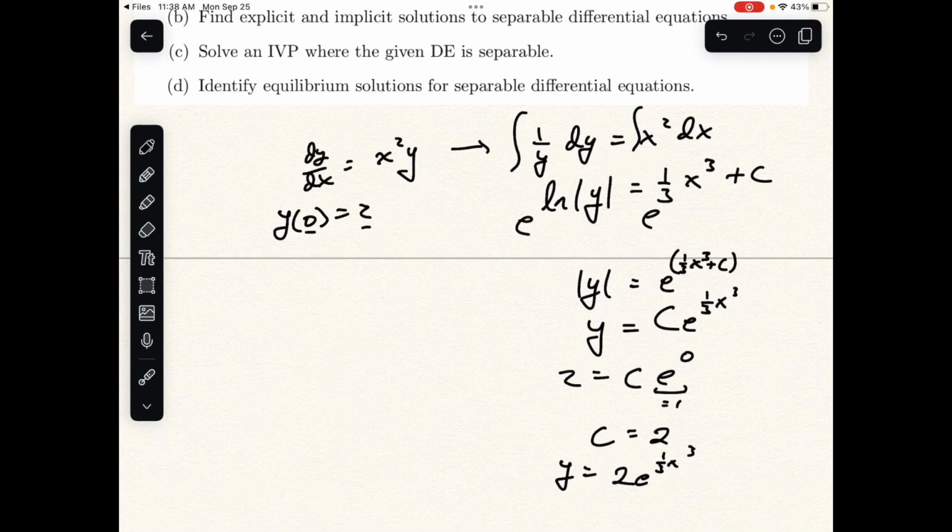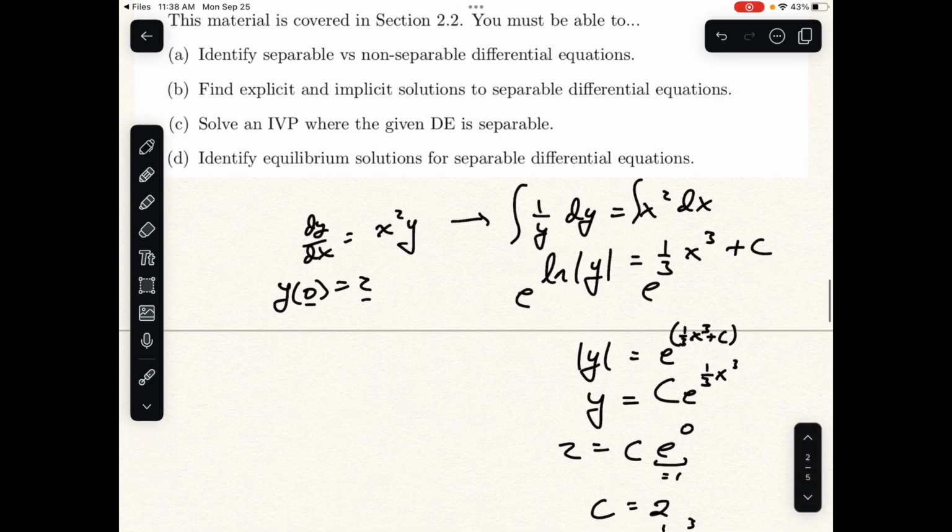If you had a somewhat more complicated example, you might have some equilibrium solutions that are lost in this process. You can find equilibrium solutions by saying, all right, well, this is a function of x times a function of y. Look at where the function of y is equal to 0. So in this case, y equals 0 is an equilibrium solution.